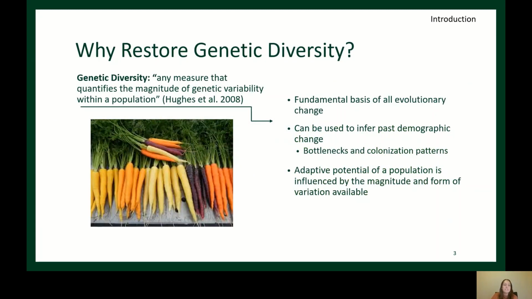First, I'll define genetic diversity as any measure that quantifies the magnitude of genetic variability within a population, including differences in the genetic constitution of individuals and the organization of this variation within and among populations. One way that we can measure this is using molecular markers such as microsatellites or SNPs. Genetic diversity is the fundamental basis of all evolutionary change. It can be used to infer past demographic change such as bottlenecks and colonization patterns, as well as extrapolate future evolutionary trajectories. The adaptive potential of a population is influenced by the magnitude and form of variation available.